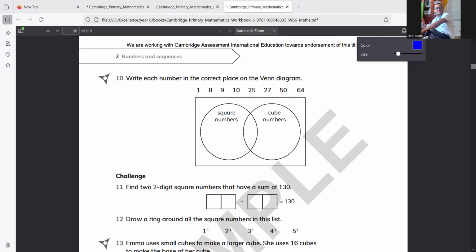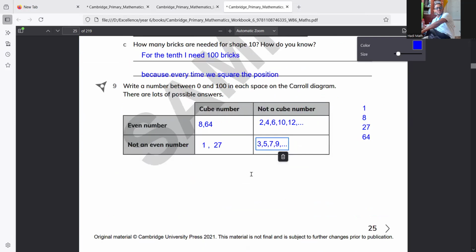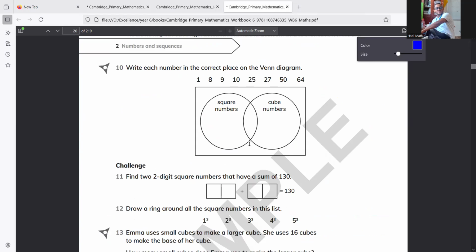Look at question number 10. They say write each number in the correct place of the Venn diagram. You have a square number and you have a cube number. So go one by one. 1. Is it a square number? Yes. Is it a cube number? Yes. So this one is common between them. So you write it here in the middle between both of them. It's a square number and it's a cube number. Yes. This is 1.